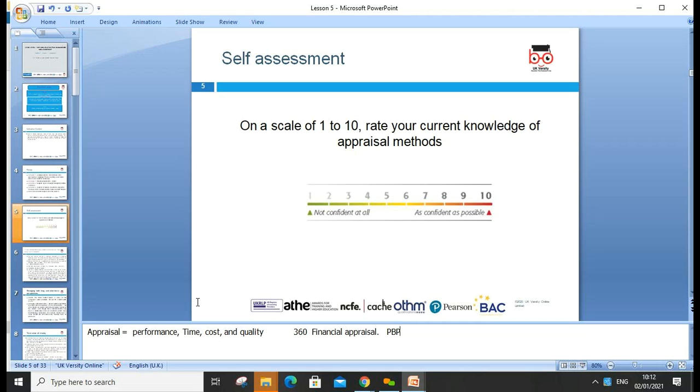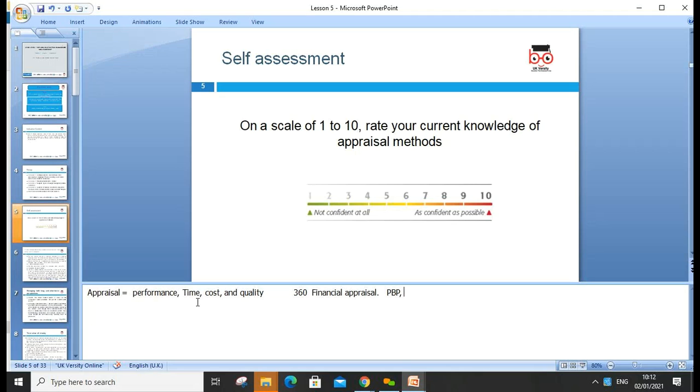Payback period: how long will it take to recover the money we invest. The second method is net present value. In this method, the pound or the money we have today is worth more than the pound we will get in the future. So we discount, because values depreciate.